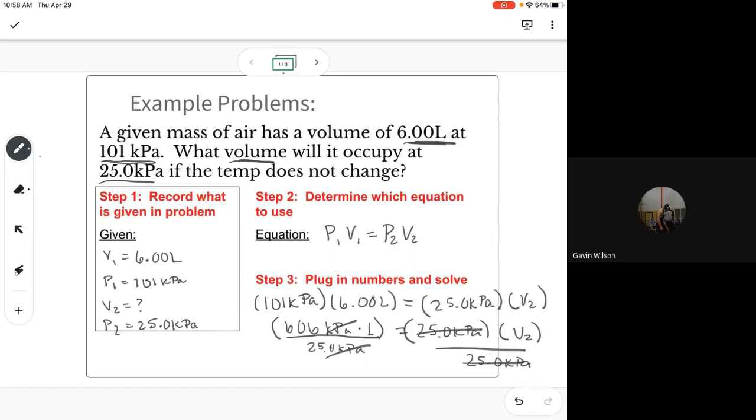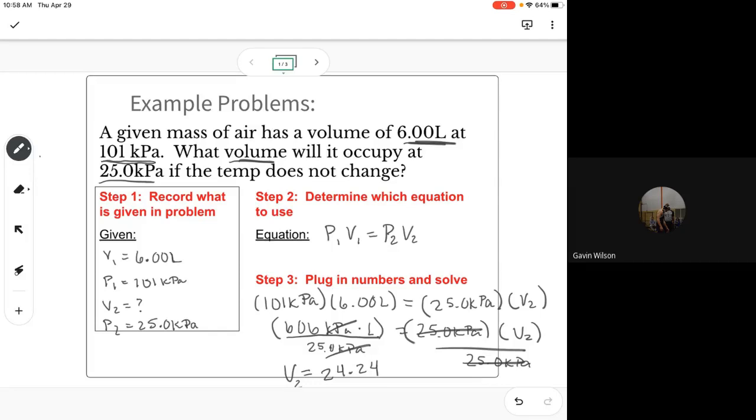So then the only unit we have left is liters. So if you have 606 divided by 25, you get a volume of 24.24 in your calculator. All right, now guess what? This is super exciting. Guess what we get to do? Round to sig figs. Yes, they're never going away. They're always haunting you. Always, always.